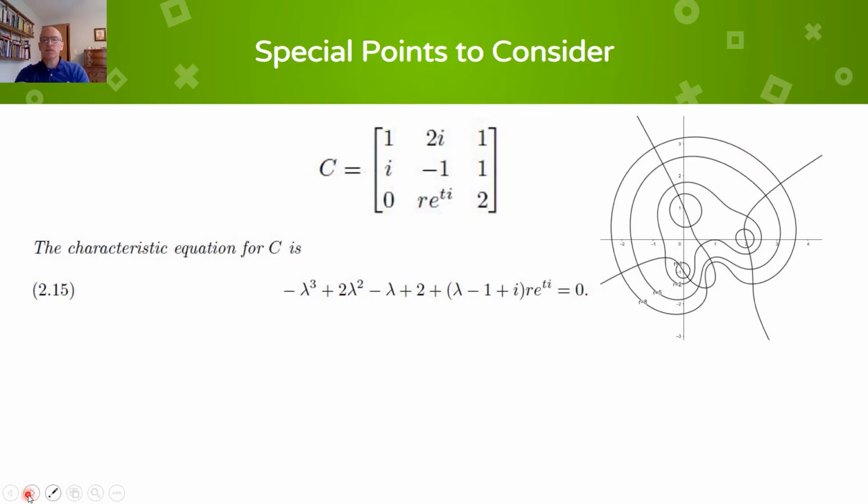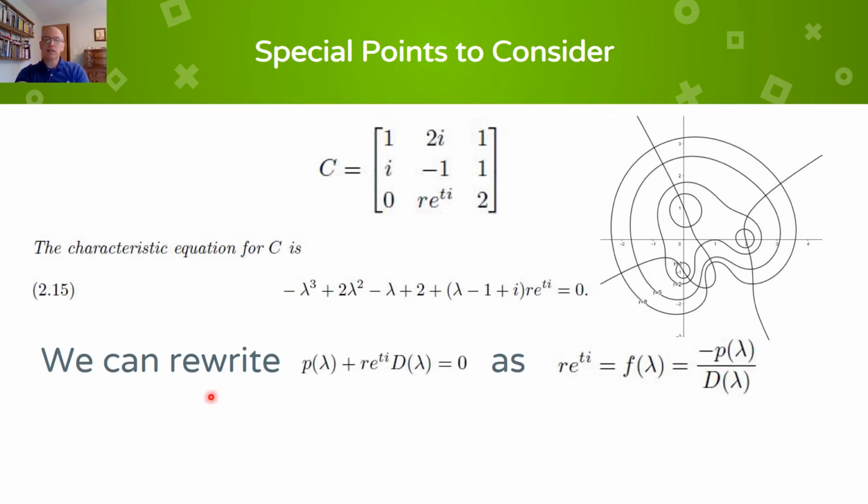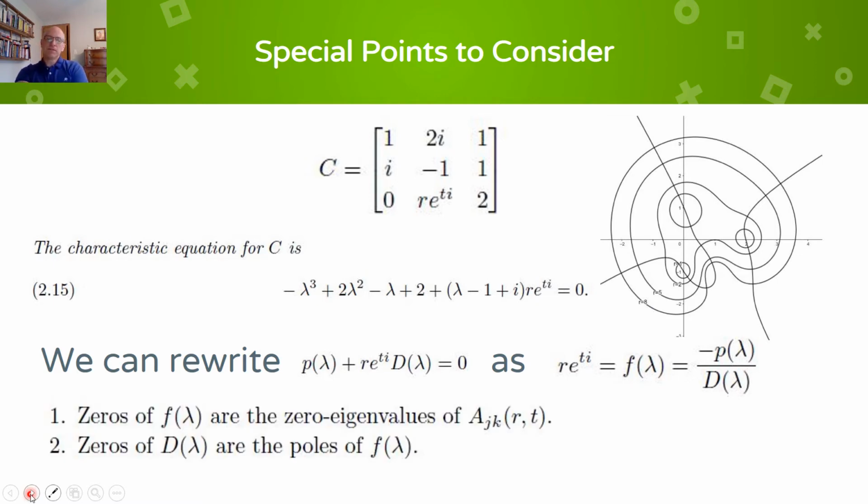Okay, time to consider special points. We already talked about the r equals 0 eigenvalues. But if we write the characteristic equation for this matrix C in that form, p of lambda plus d of lambda r e to the ti, and then if we solve for r e to the ti, we get a function of lambda, which is a rational function. So the zeros of f of lambda, of course, are the 0 eigenvalues, but the zeros of the denominator d of lambda are also important. Those are poles of this rational function. In this example, 1 minus i is a pole, and you can see that right here. It'll actually be on the trajectory.